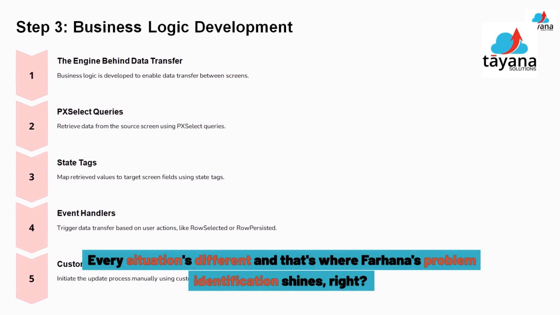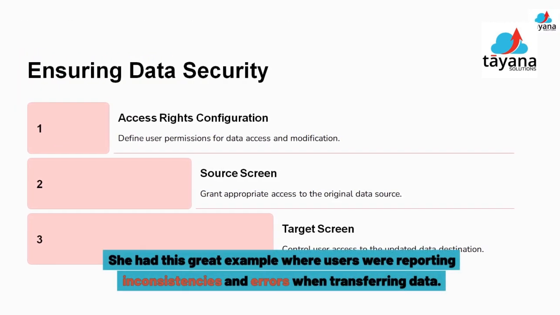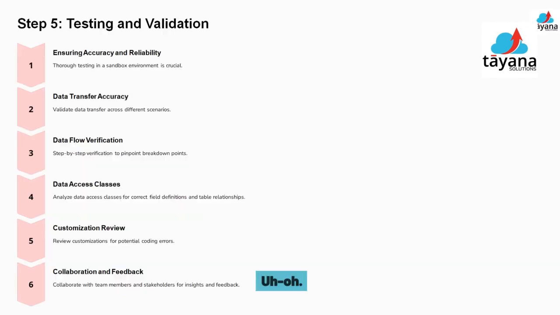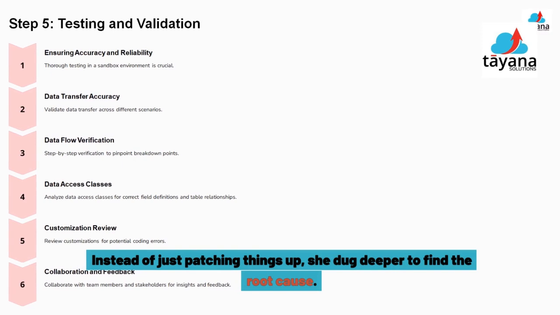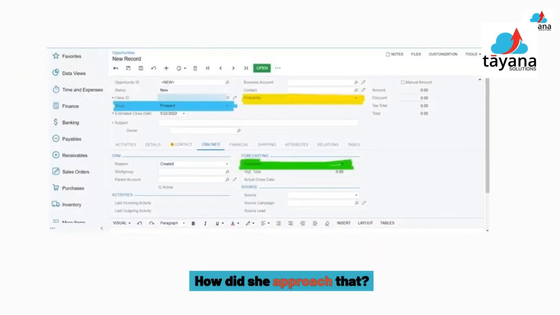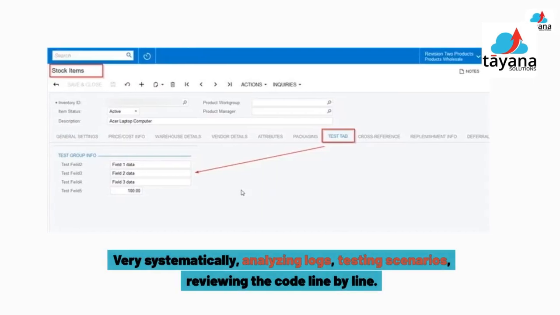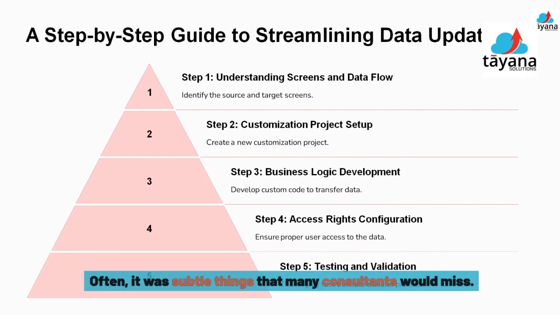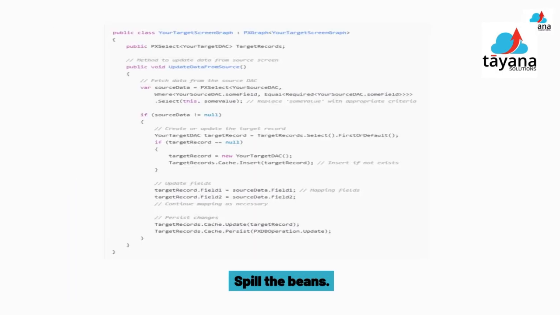And that's where Farhana's problem identification shines. She had this great example where users were reporting inconsistencies and errors when transferring data. Instead of just patching things up, she dug deeper to find the root cause. I like her style. How does she approach that? Very systematically: analyzing logs, testing scenarios, reviewing the code line by line. What did she find? Often it was subtle things that many consultants would miss. Like what? Spill the beans.